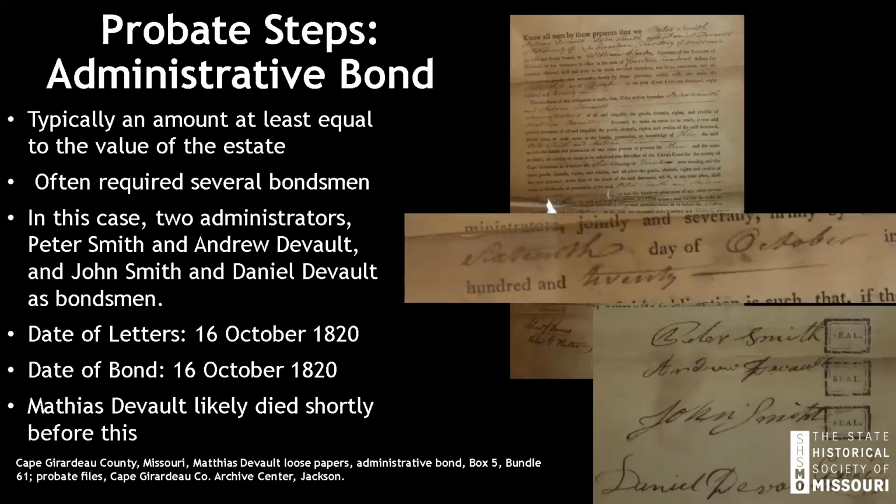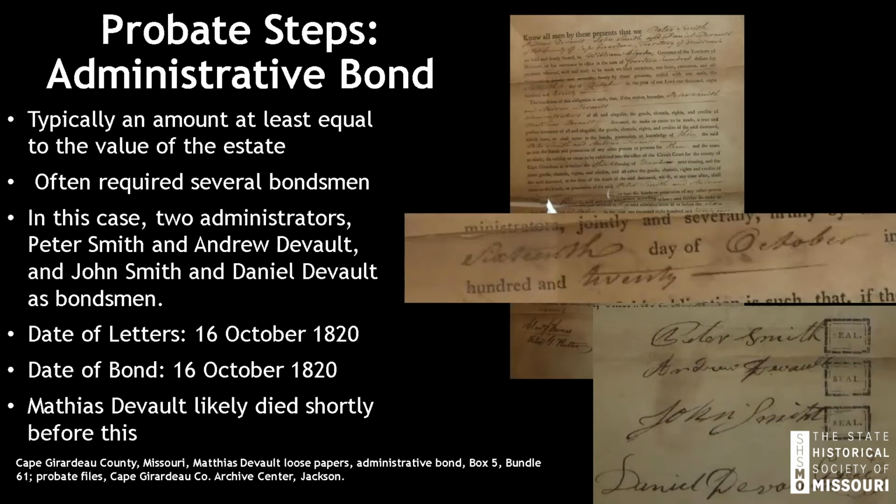Why is that? Well, otherwise they could abscond with the whole estate and the heirs lose it all. Typically, if they post a bond, if all else fails, they have to come up with the money. And so the bond is typically an amount at least equal to the value of the estate. It may be more, it shouldn't be less. Often required several bondsmen in order to get up to the amount of the estate. Not everybody had that sort of ready cash or goods.